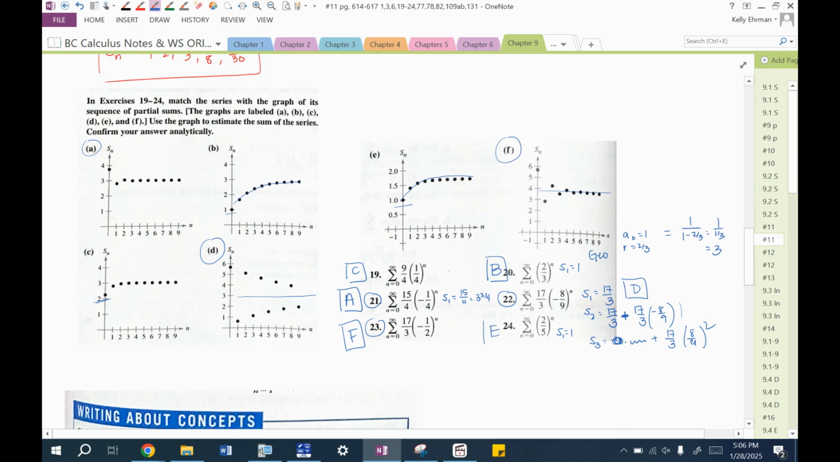We could do something similar. A sub 0 is 1 over 1 minus 2/5. That's going to come out to 1 over 3/5, which is 5/3. So yeah, this is approaching 1 and 2/3 instead of 3.